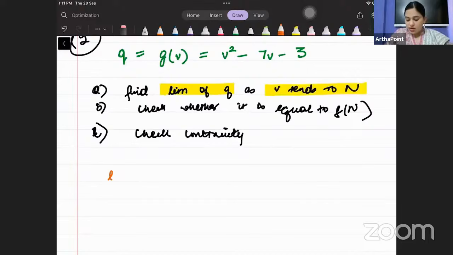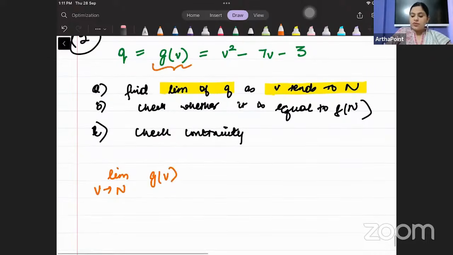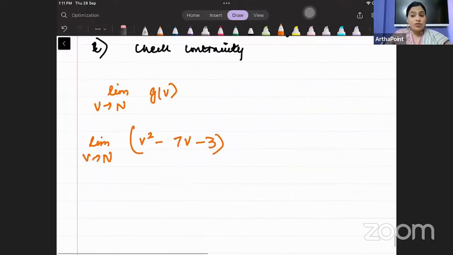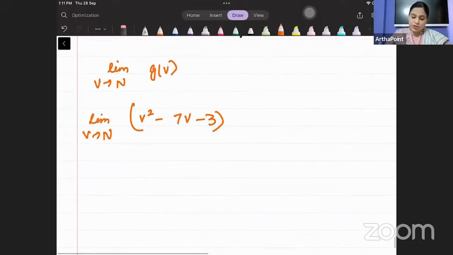तो कैसे करेंगे? Limit V tends to N GV. What is that, beta? This function. So limit V tends to N V square minus 7V minus 3. What rule will you use? I've already explained you polynomial rules, na? Polynomial rule of limit today. So beta, just distribute the limit.